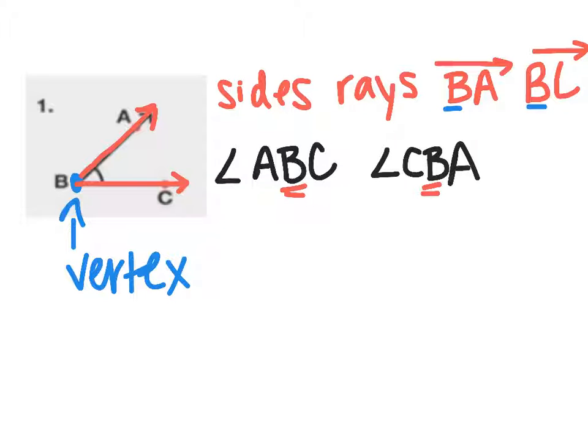You can also name an angle using just the vertex, so we could name this angle B. And you can also name it using a number. Sometimes you'll see numbers in here. If it has a degree symbol, that's how big the angle is. That's telling you the measure of the angle. But if it's a number without a degree symbol, then you can use that to name it. So this could also be angle 2.